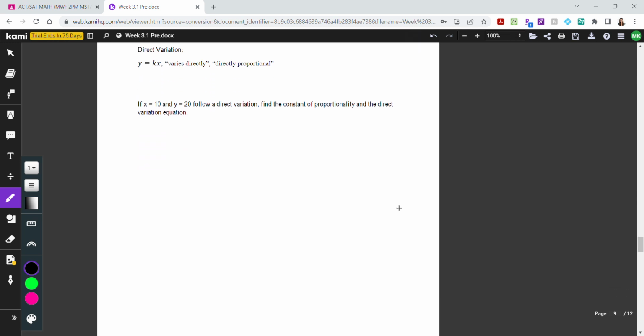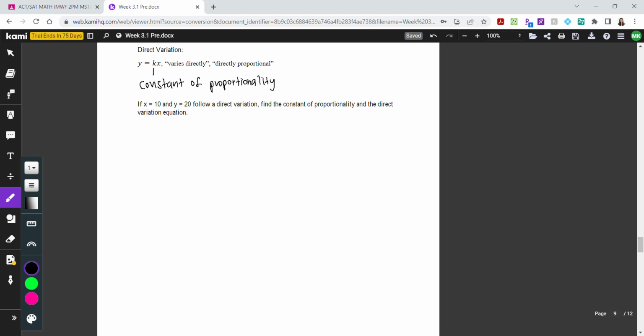All right. Next thing we have is direct variation. Direct variation is normally given in the formula as y equals kx, where k is your constant of proportionality. And some keywords that the question normally has when you're answering these questions is it will say it varies directly, or it is directly proportional.